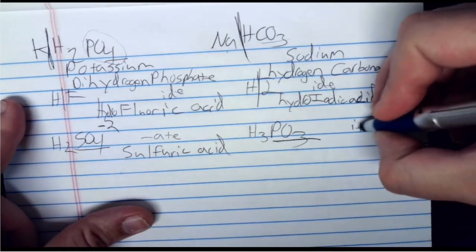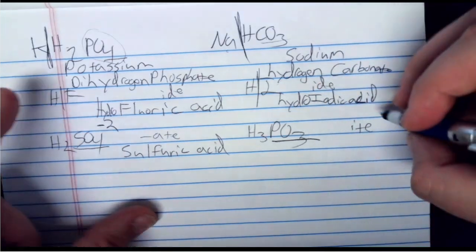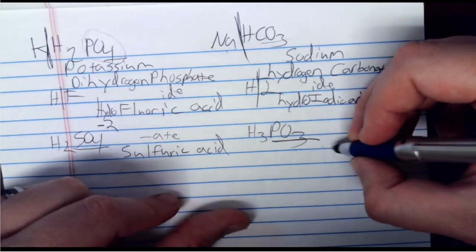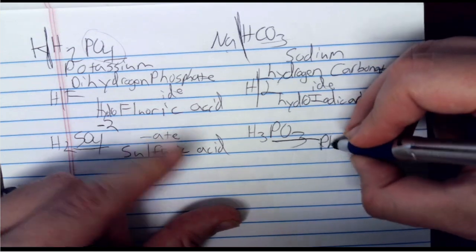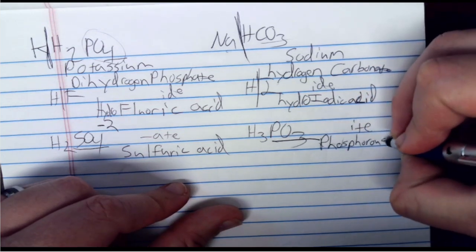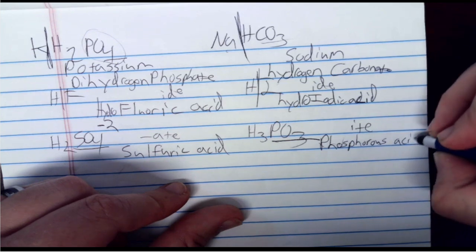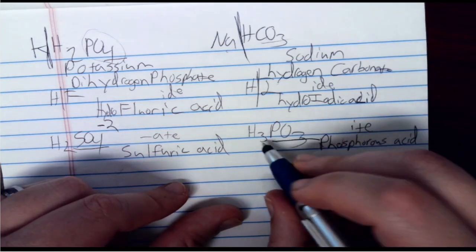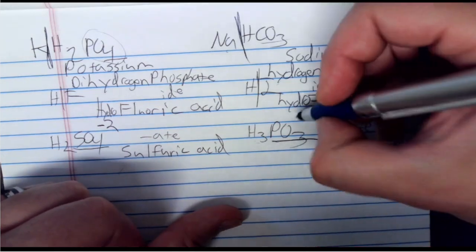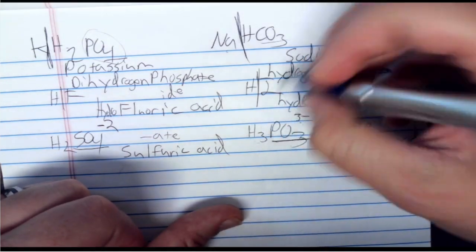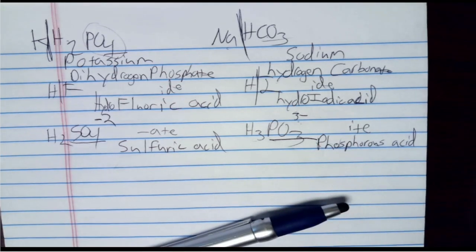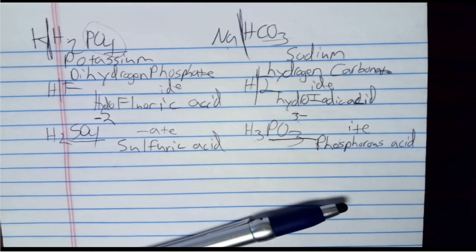This is an ITE. PO3 is phosphite. So it becomes phosphorus acid. Phosphorus acid. Do we need to know there's 3 hydrogens? No, because this is always 3 minus. That means there must always be 3 hydrogens. We can use that to our advantage.